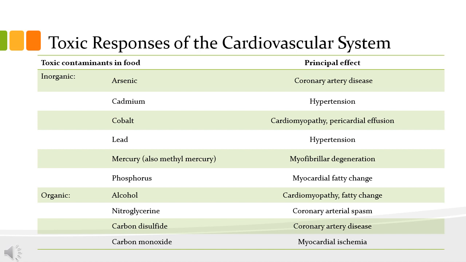Next, we will briefly go through the toxic responses of the cardiovascular system. The examples of toxic contaminants in foods include the inorganic and organic ones. For inorganic, arsenic may cause coronary artery disease, while cadmium causes hypertension, cobalt causes cardiomyopathy and pericardial effusion. Lead will cause hypertension. Mercury also, methyl mercury can cause myofibrillar degeneration. And finally, phosphorus can cause myocardial fatty change.